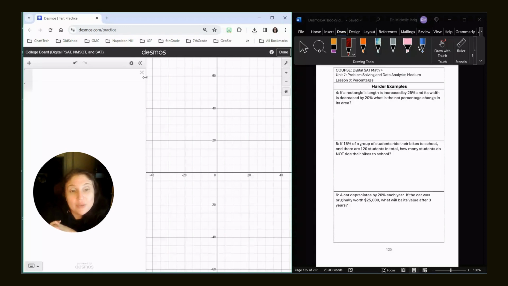Right now we are doing Unit 7, Lesson 3 on percentages from Khan Academy. I've got some harder examples. Number 6 we could write as an exponential function, but I'm going to show you how to do it as a percentage. If you have my book, we are on page 125.